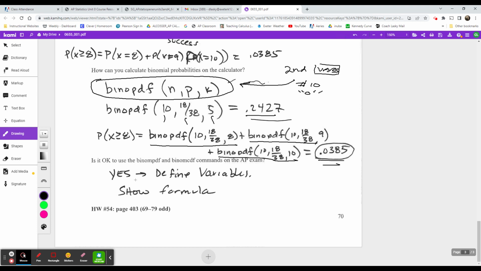Yes, you can use it. You must define the variables, and you must show the formula.